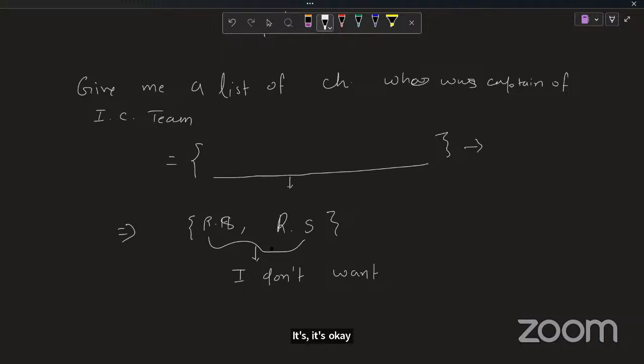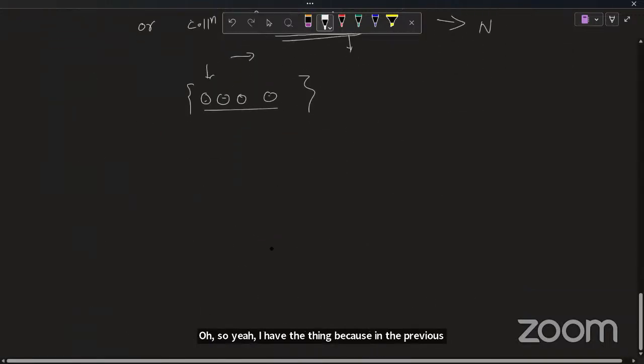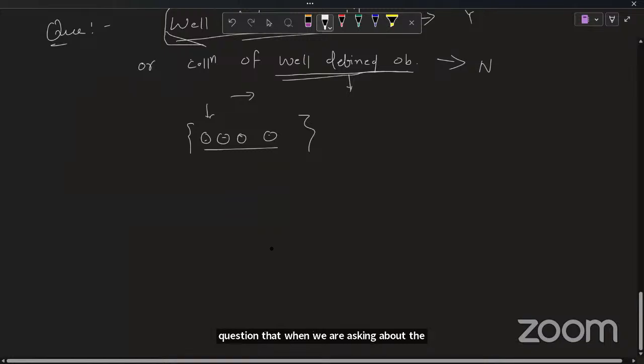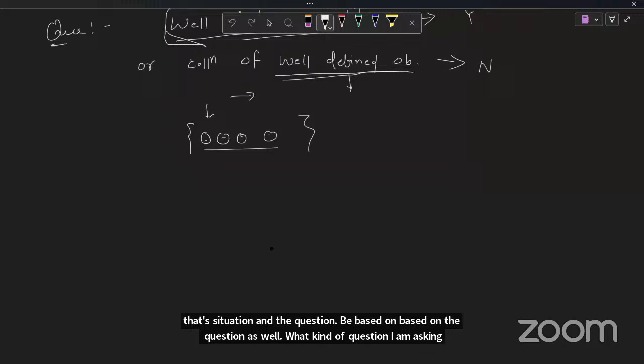Sir, I have this doubt because in the previous question, when we were asking about favorite cricketers, it was a general kind of question. Whereas in the second one, your question was well defined because you are asking about the list of captains. So the answer is changing in this question, then, right? So again, the whole definition is changing based on the question or the situation. Yeah, based on what kind of question I am asking. Actually, that question is defining the definition.